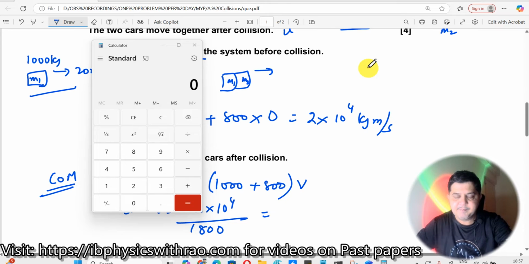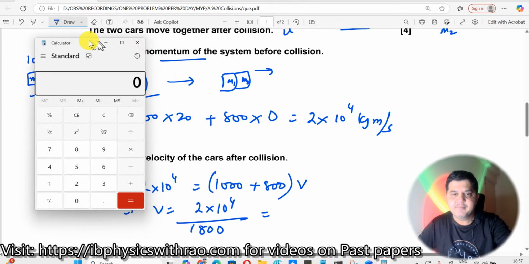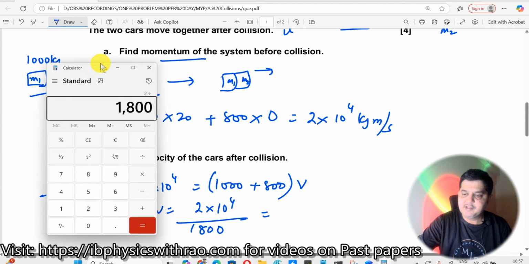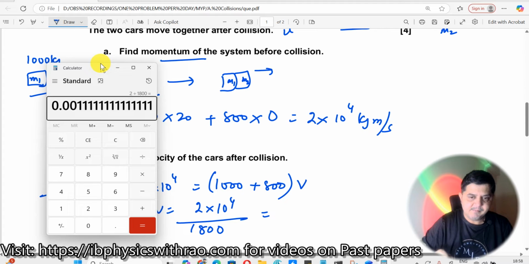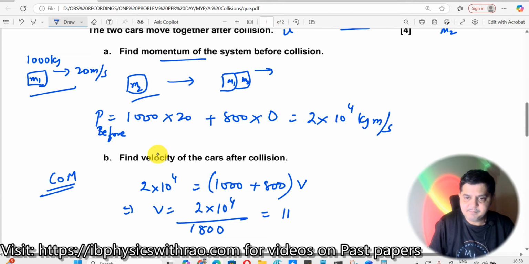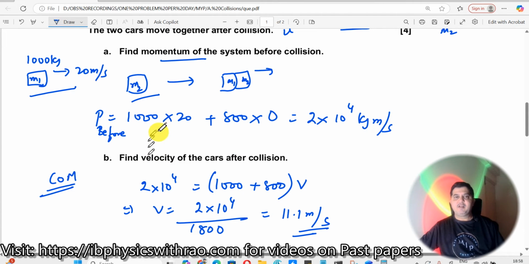It should be 2 into 10 power 4 divided by 1800. This would be 20,000 divided by 1800, which is 11.1 meter per second. This is the answer for this. Okay, thus here you get 2 marks and here you get 2 marks.